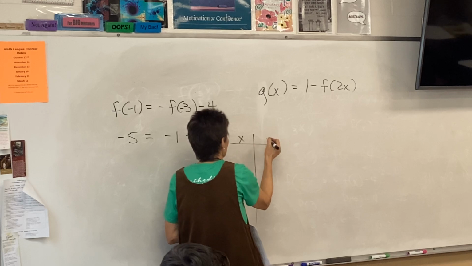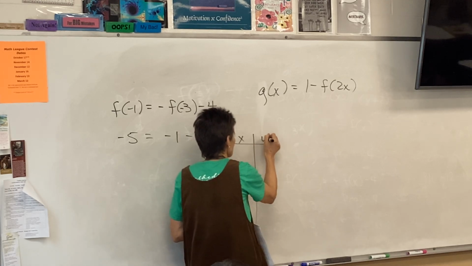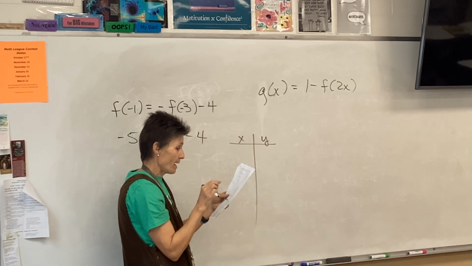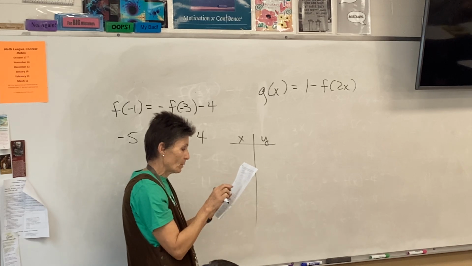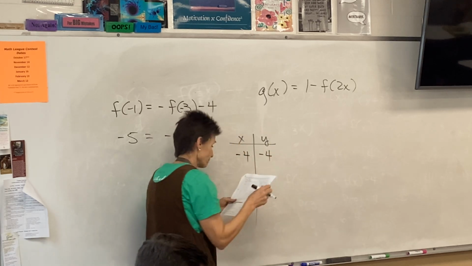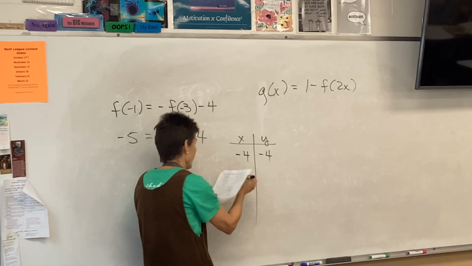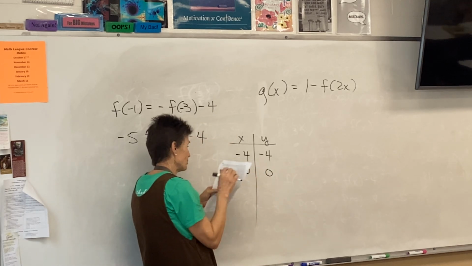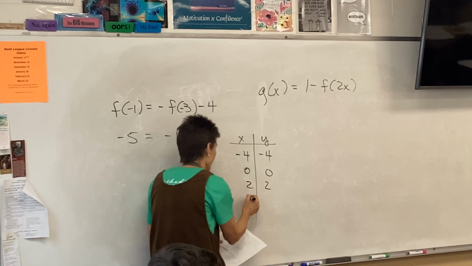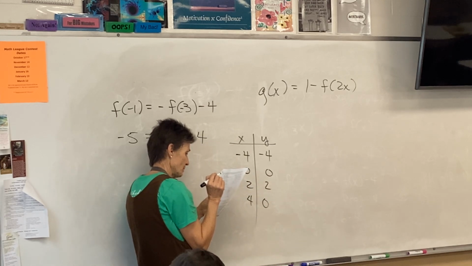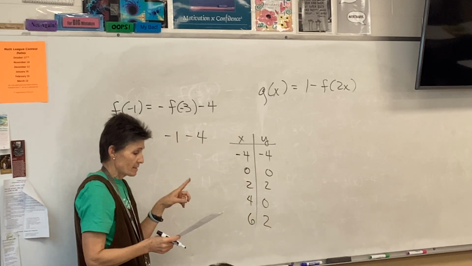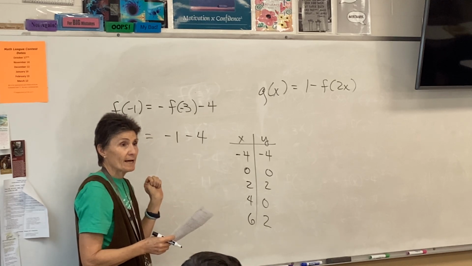All right, so here's what I'm gonna do. I'm gonna start, and you don't have to do it this way, but I'm gonna start with the original points on the graph. So the original points on the graph, main points, obviously I'm not doing all the points, are negative 4, 4, 0, 0, 2, 2, 4, 0, and 6, 2. So those are kind of some main points on the original graph. Would everybody agree with that?